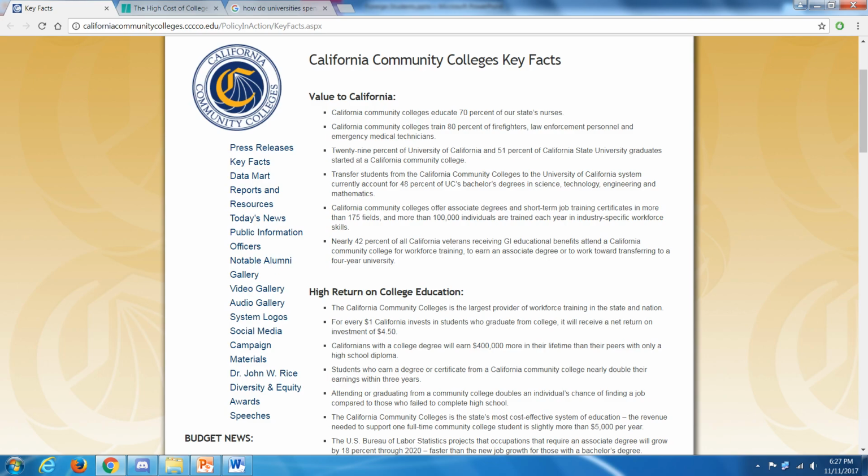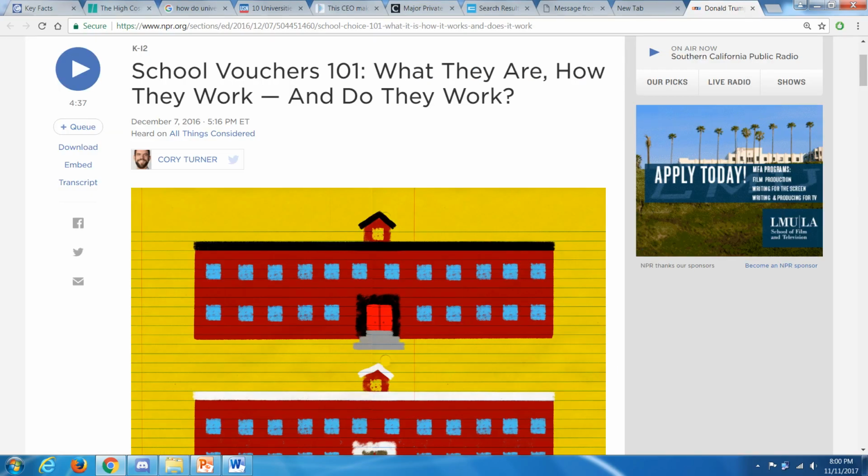California community colleges key stats. Community colleges educate 70% of our nurses. These are just some quick stats: 80% of our firefighters, and 29% of UC California and 51% of Cal State graduates actually started their education at California community colleges, and how much we spend, and all these stats.